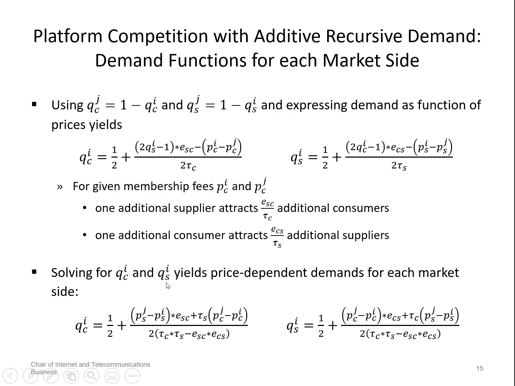Solving for Q_i^C and Q_i^S simultaneously yields the price-dependent demands for each market, which is given here. This is basically what you do: you solve Q_i^C and Q_i^S simultaneously, and you can get these demands here.